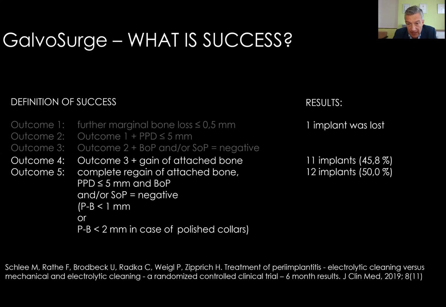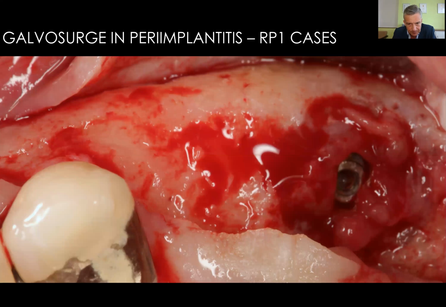We lost 1 implant in the study, or directly after the study. I removed it after 8 months. In 11 implants, so 45 or 46%, we achieved outcome 4, and in 50% we achieved outcome 5. This is only after 6 months, I have to admit. So we have to see what will happen after 3 years. But now I have almost 3 years of clinical experience, and we are working on the long-term articles. And I can tell you one thing, it didn't change so much over time.